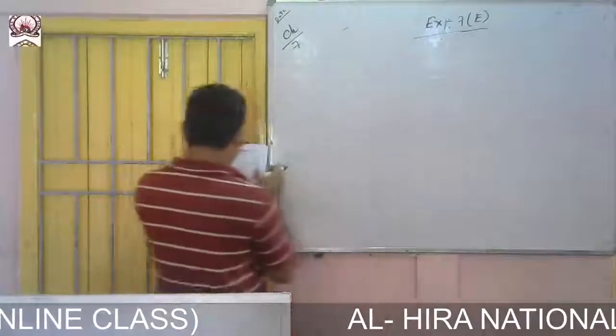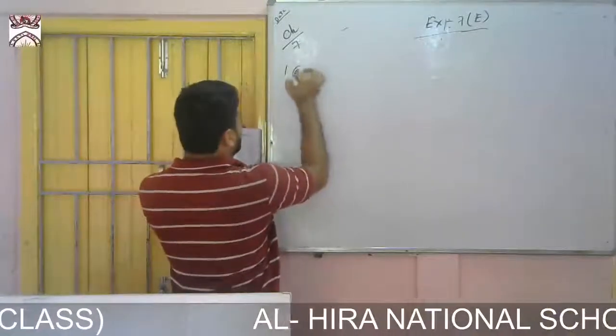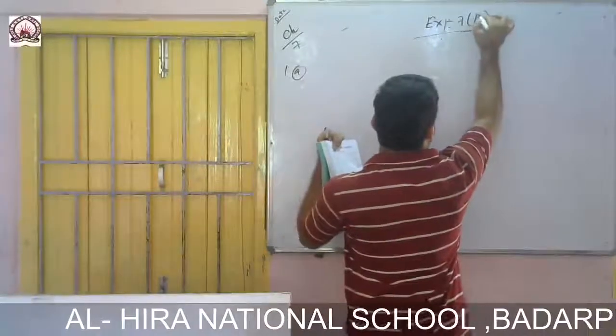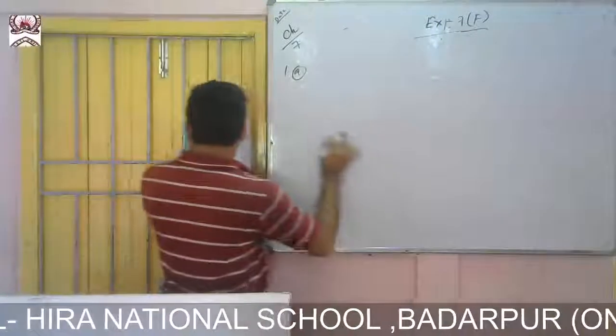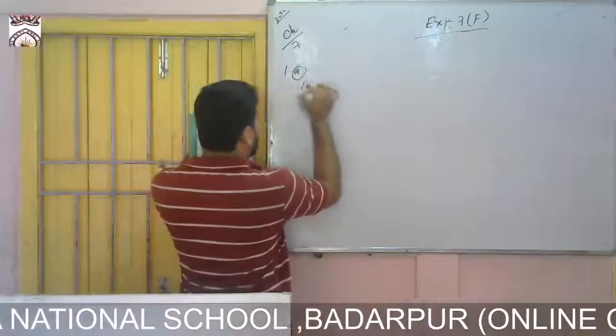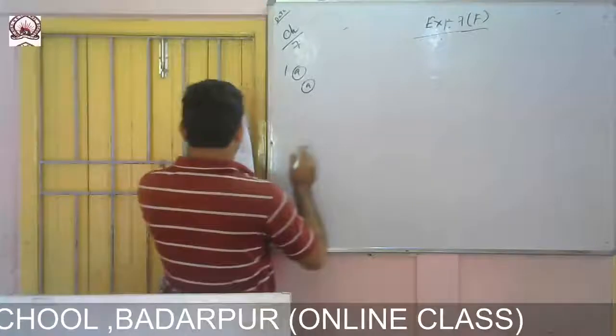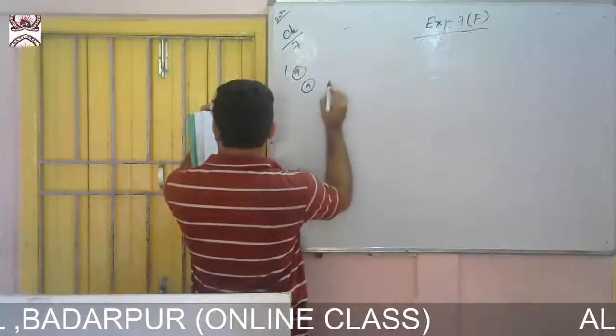So, question number 1A, Exercise 7F. What is there? Convert into like fractions and subtract.